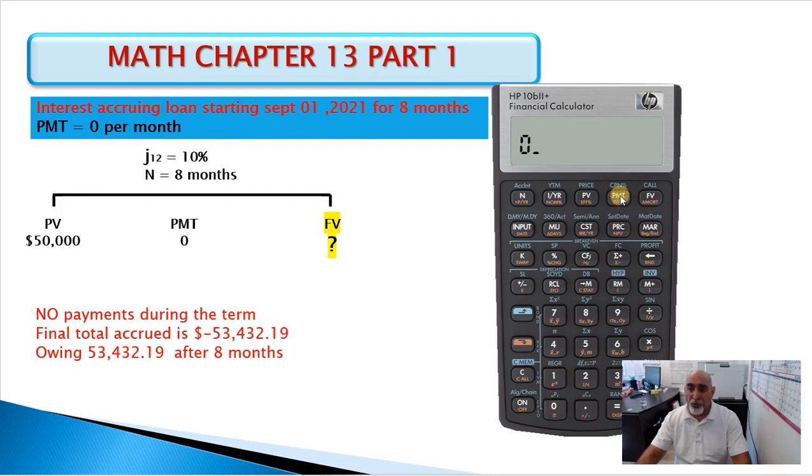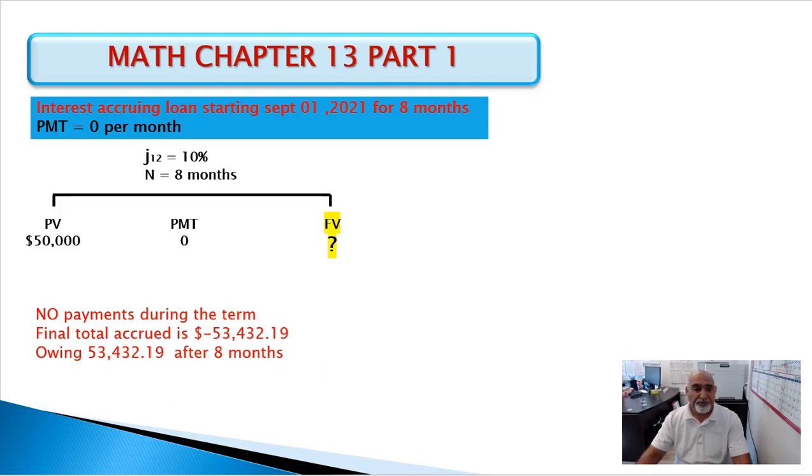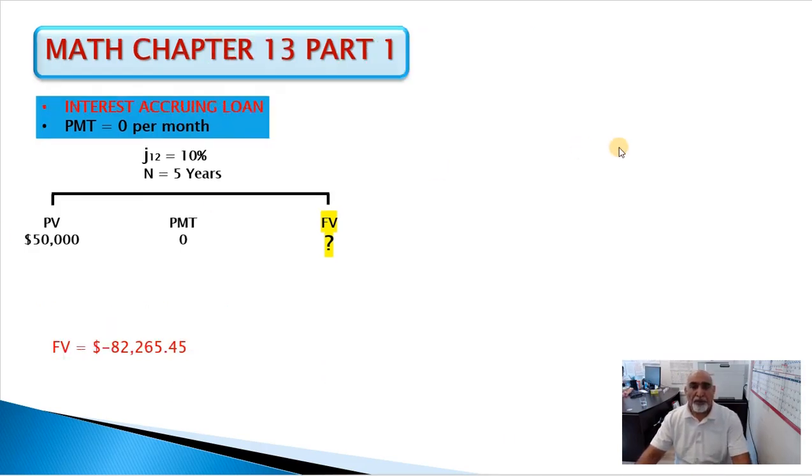We really owed them eight payments, right? But we didn't give them any payments. Not illegal, but it was a contract saying interest accruing loan. That means we don't owe them any payments. We owe them all that interest at the end. Payment, 0. And FV, we owe them $53,000 after 8 months. Okay, let's do another interest accruing loan. Okay, which I believe we just did, so we can skip this one.